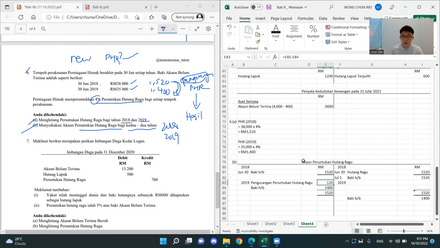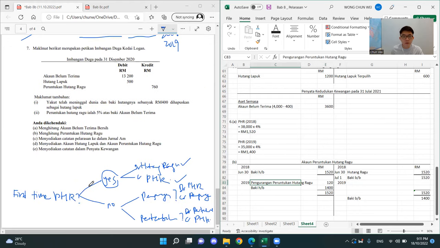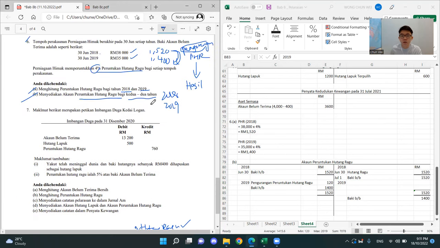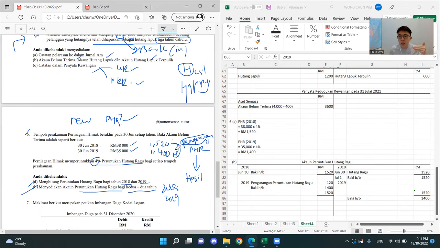So why is it a pengurangan here? Because now, after the first year, after 2018, this is the second year already. So this is no longer the first time. So after that, we have to find out, is it a pengurangan PHR or pertambahan? How to see? Very simple. You just compare last year and this year's PHR, which one is higher? If this year it becomes higher, there is a pertambahan. If this year it becomes lower, then there is a pengurangan PHR. So how do you get this? You use the jumlah, minus the 1,400. So you get the 120.